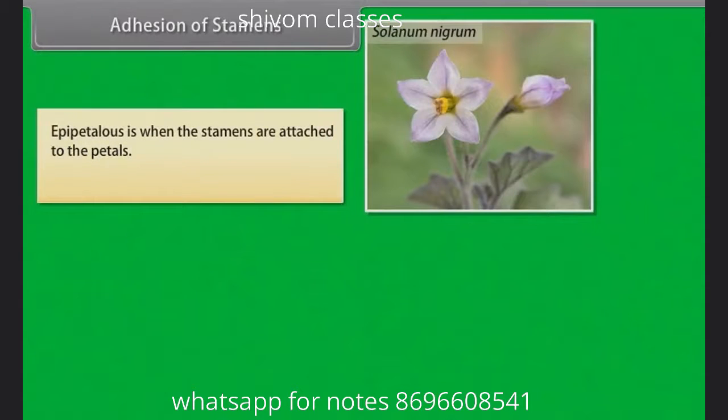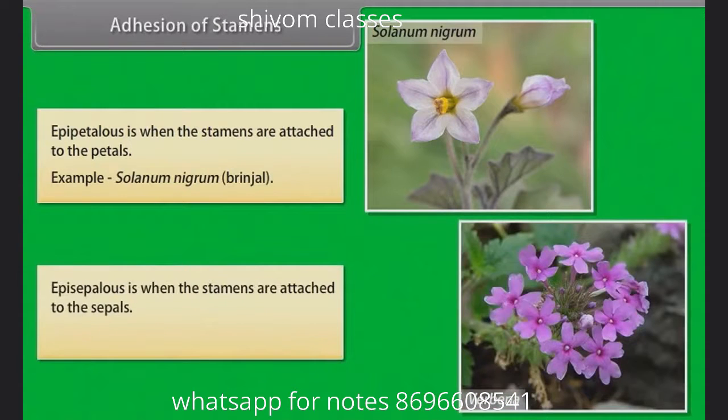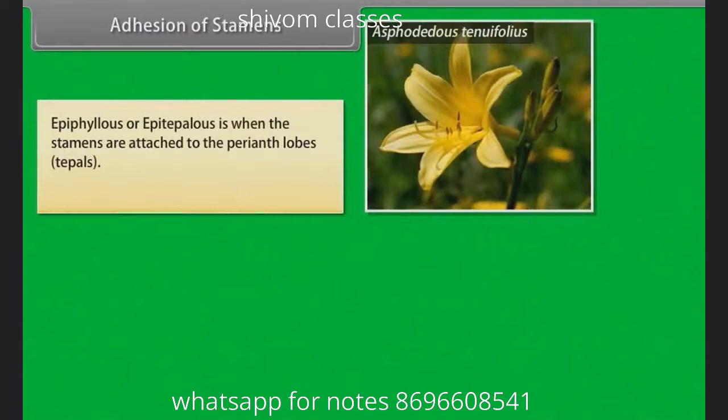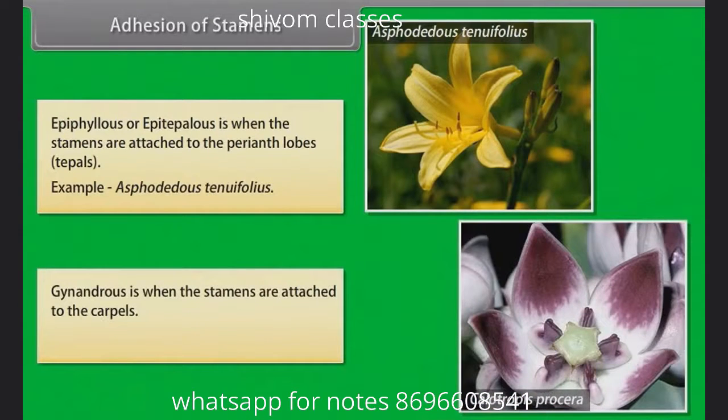Epipetalous is when the stamens are attached to the petals. Example: Solanum nigrum, brinjal. Episepalous is when the stamens are attached to the sepals. Example: Verbena. Epiphyllous or epitepalous is when the stamens are attached to the perianth lobes, the tepals. Example: Asphodelus tenuifolius. Gynandrous is when the stamens are attached to the carpels. Example: Calotropis procera.